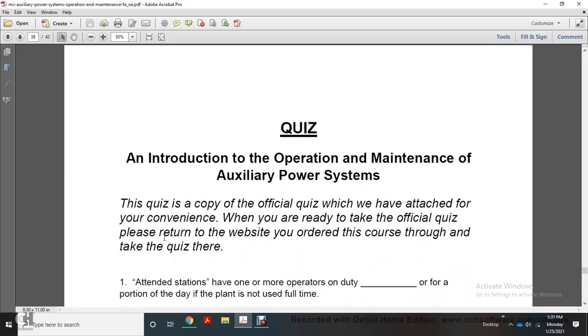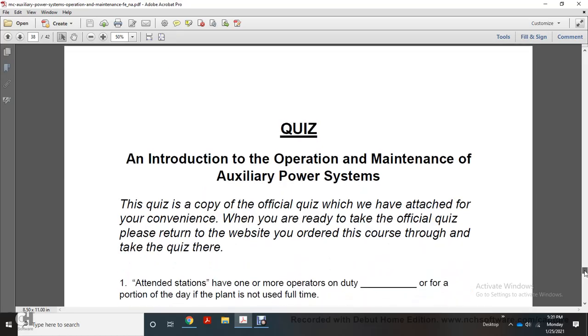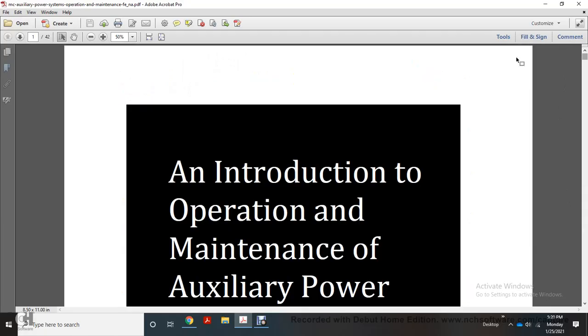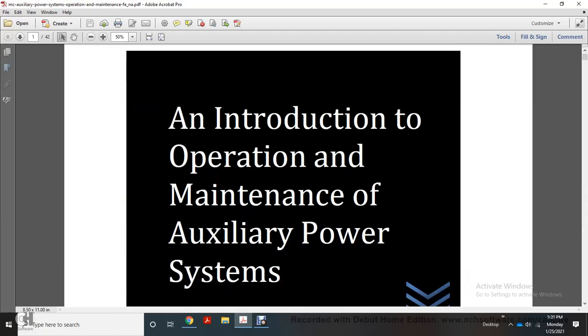Alright, then it goes into the quiz, and that was the reading of Introduction, Operation, Maintenance, and Auxiliary Power Systems.